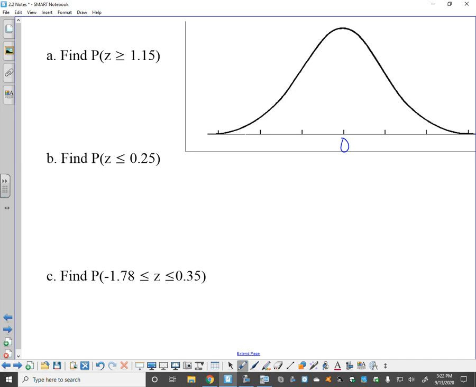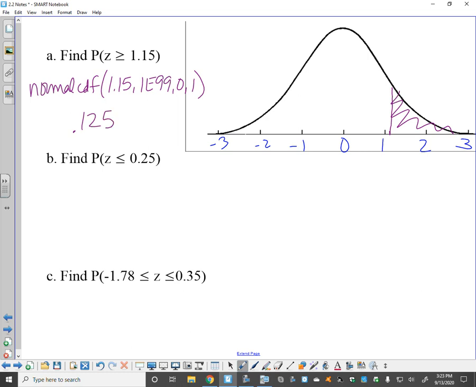All right, so 0, 1, 2, 3. I'm going from a 1.15, so that's going to be about there. Shade all of that. This is the part I was talking about making sure you write what you're typing in. I got a 0.125.